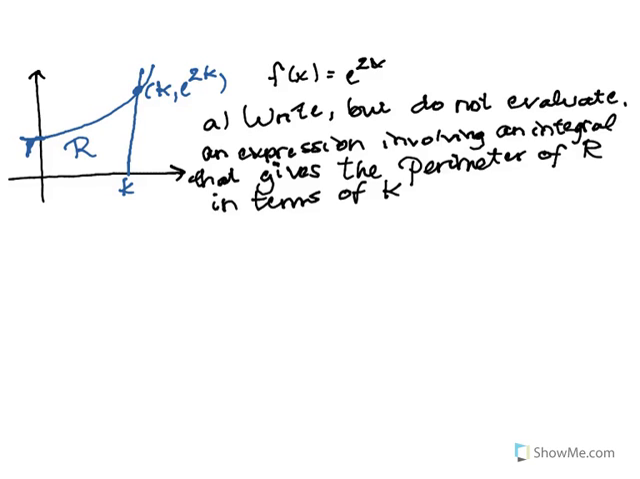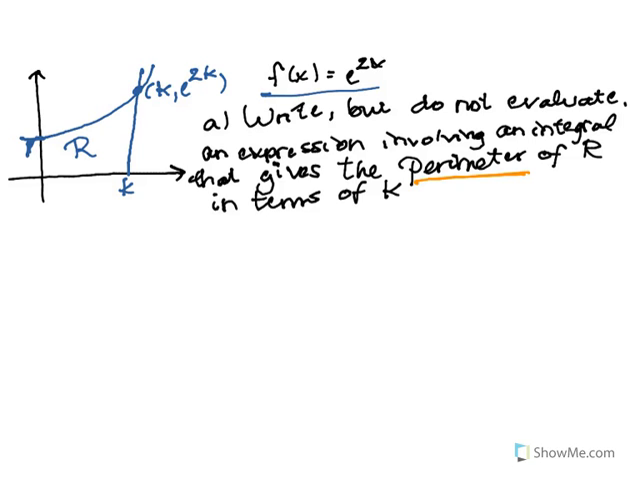All right, finally, we're going to look at this free response question on the back. We have this region given to us, bounded by the x and y axis. We have this function, e to the 2x, and a vertical line, x equals k, that's finishing off the region. For part A, we want to write but not evaluate an expression involving an integral that gives the perimeter of R in terms of k.